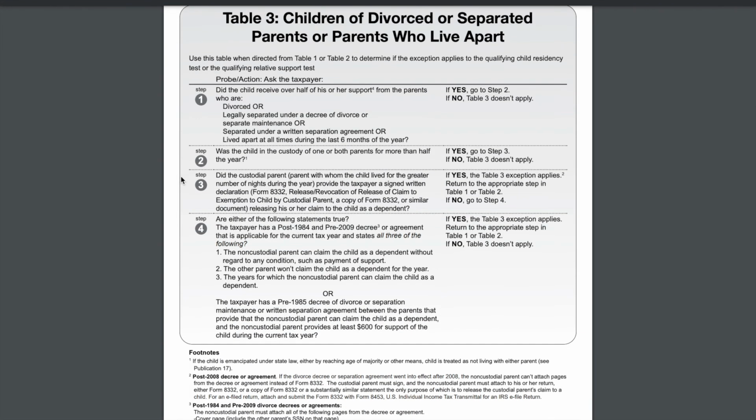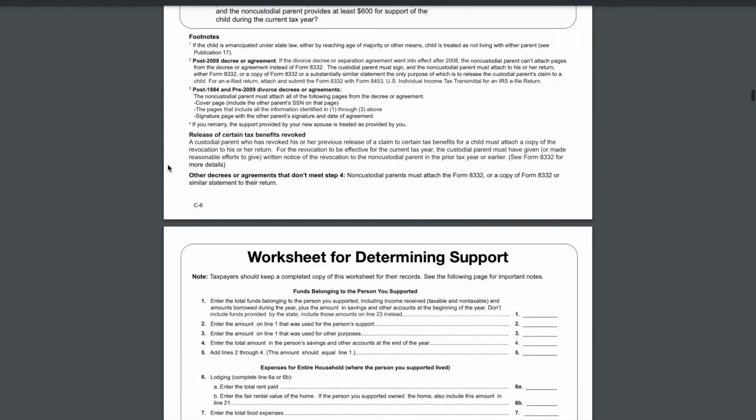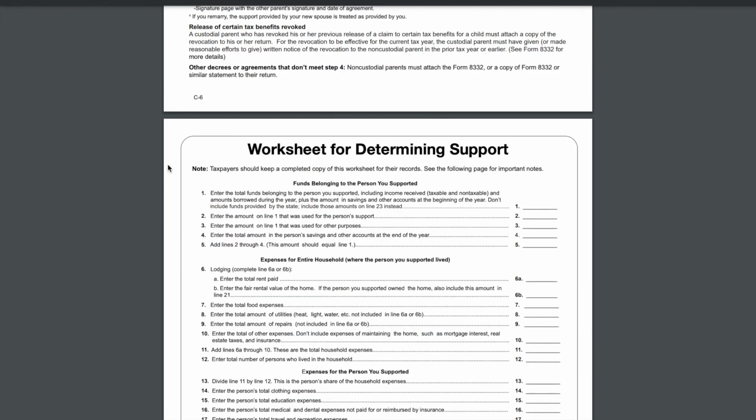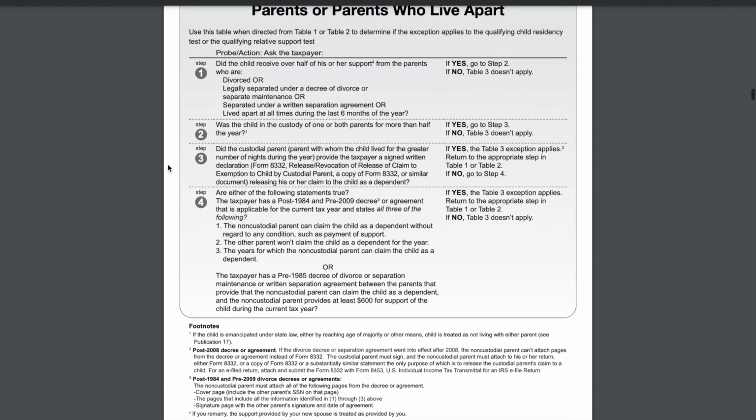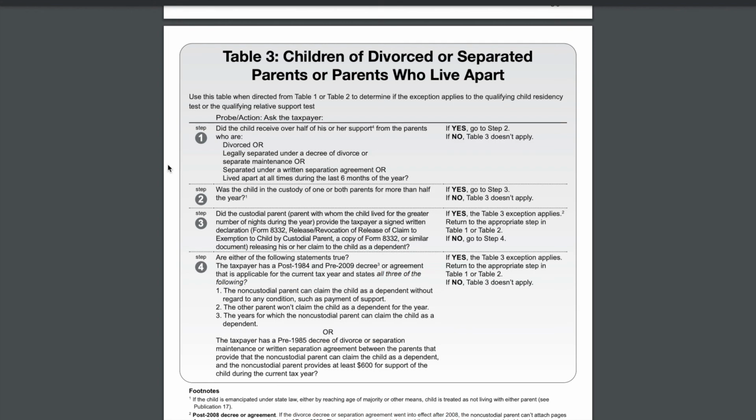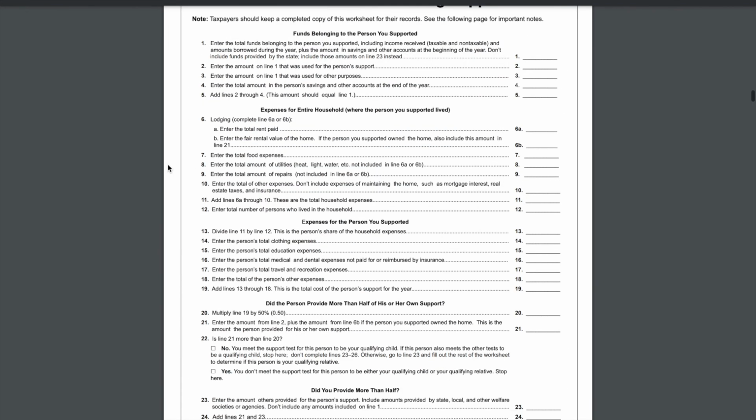So table 3, touched on this in the slides as well. Children of divorced or separated parents or parents who live apart. We're going to need to figure out who can actually claim the taxpayer. And so what you're going to do is ask these questions. And again, just let their answers take you to what the correct answer is. And you should be good to go. But know that you can use that if you're trying to figure out if a dependent can be claimed by a taxpayer and they are a child of divorced parents or parents who live apart.